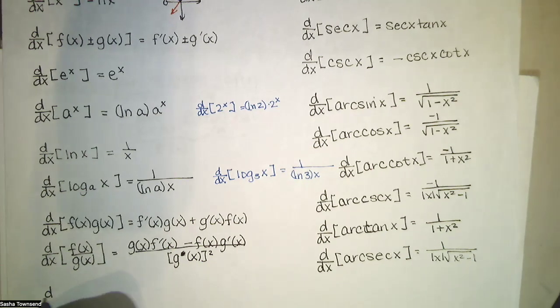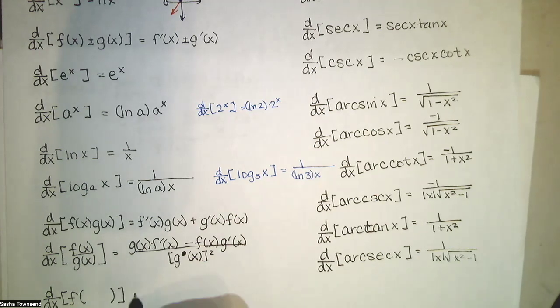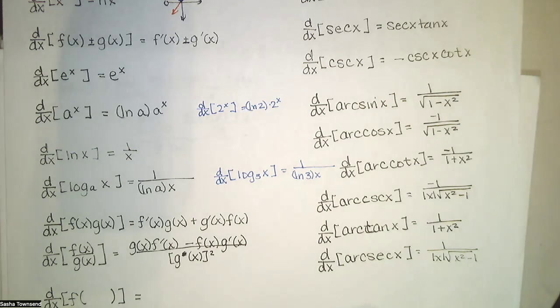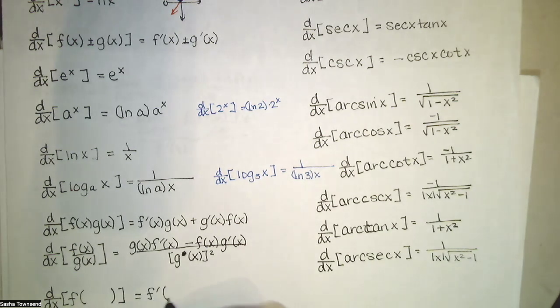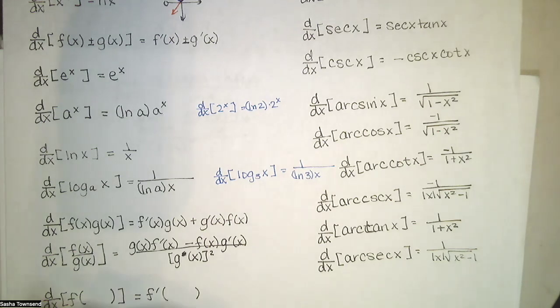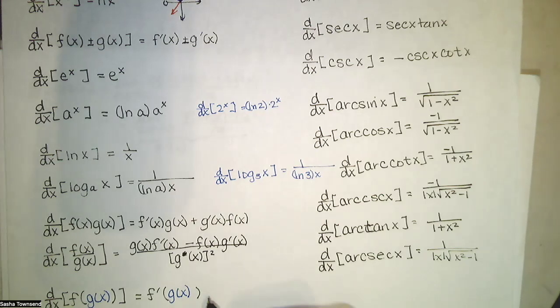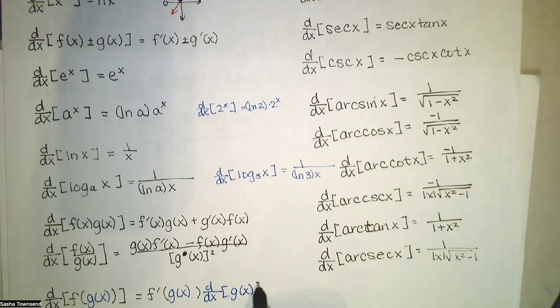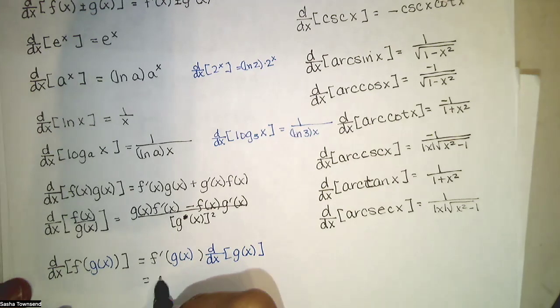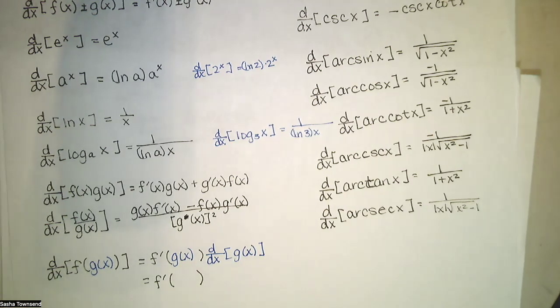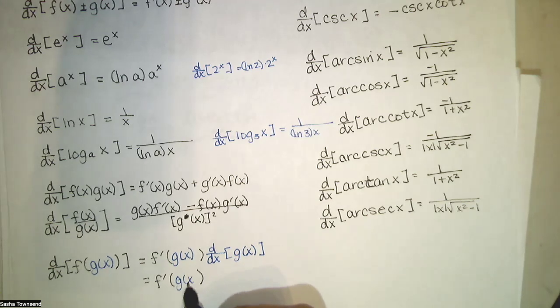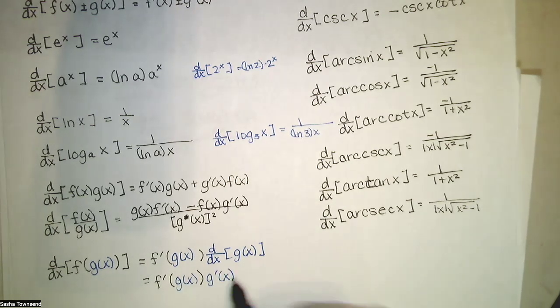And then finally, we've got the derivative of a composite function. The way we take the derivative of a composite is we evaluate the derivative of the outside function at the inside function, and then we multiply by the derivative of the inside. And usually this is not written this way. It's usually written f prime of g of x times g prime of x. This is called the chain rule.